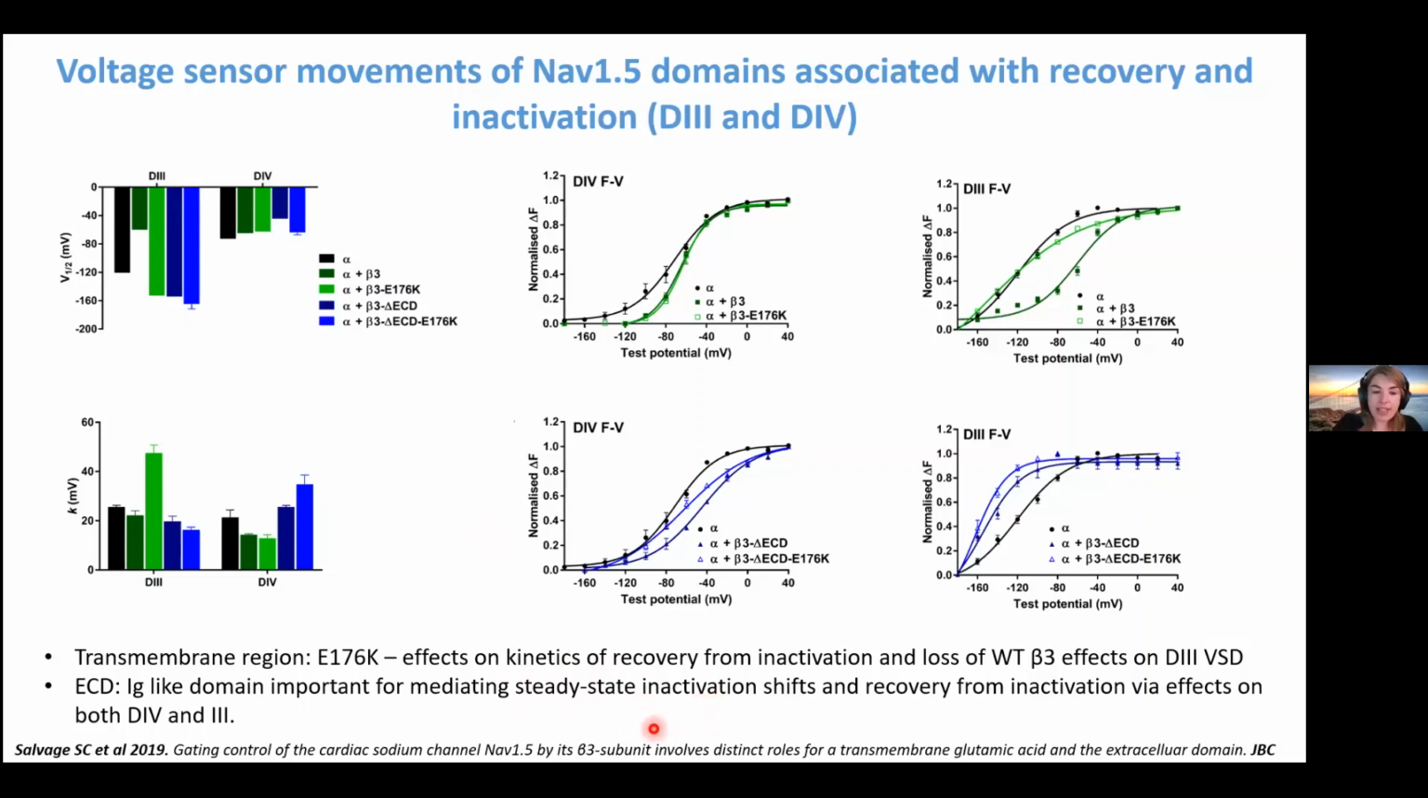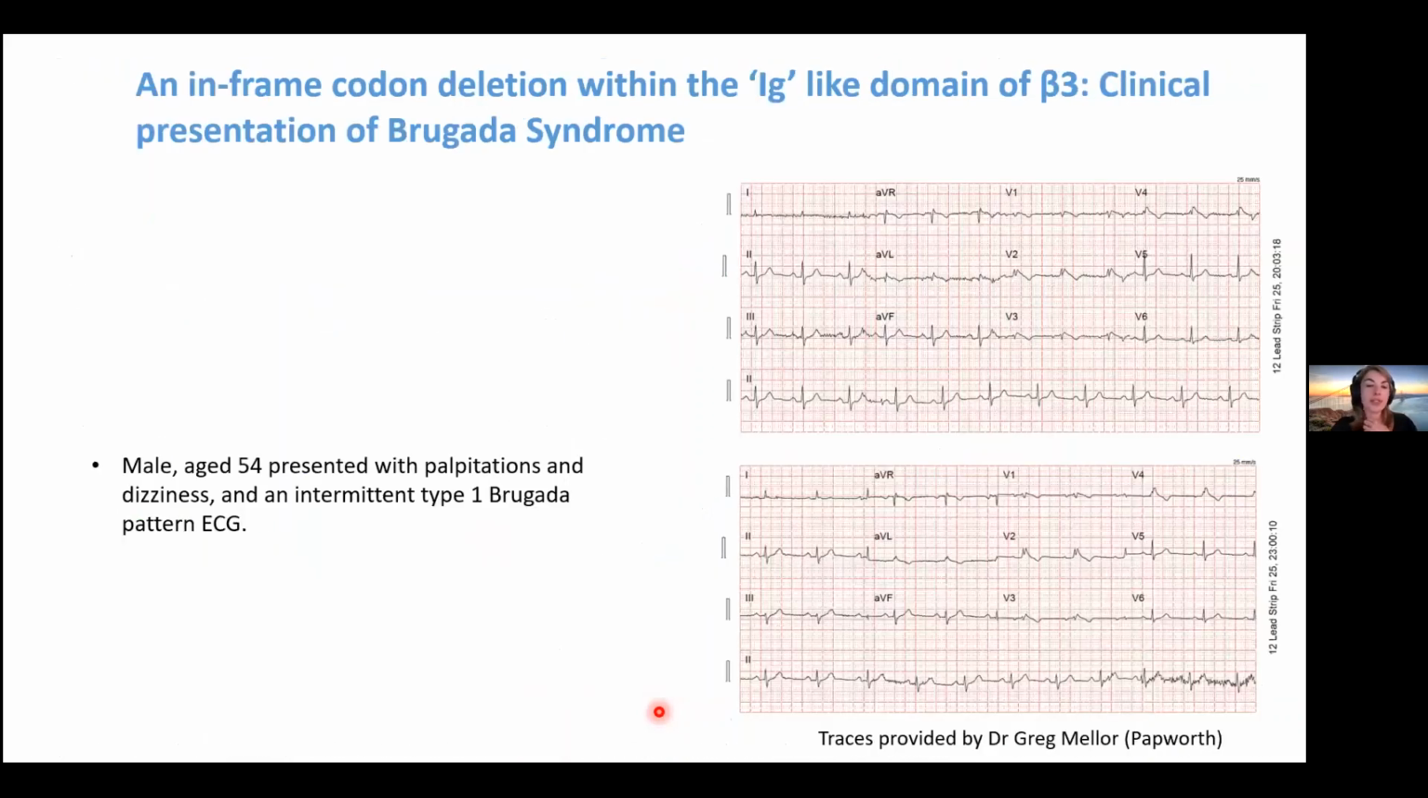So given the importance of this extracellular domain in mediating many of the NaV1.5 channel functions, it was quite interesting to us when we were presented with a patient who was experiencing palpitations and dizziness and presented with an intermittent type 1 Brugada pattern ECG. So this is coved ST segment elevation and an inverted T wave. This was provided to us by Dr.